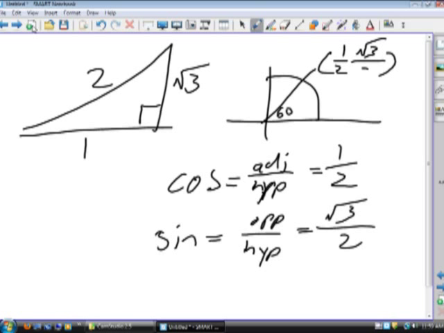And to extend these into the other quadrants, you now know your reference triangle values, so you just need to change your signs. And I'll leave you to build the rest.